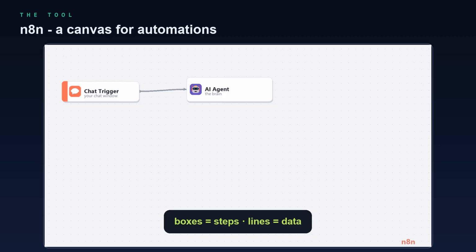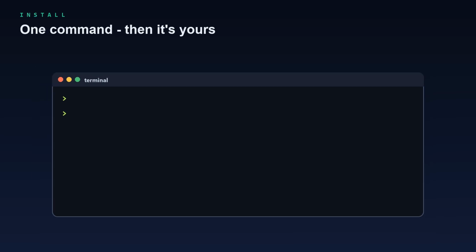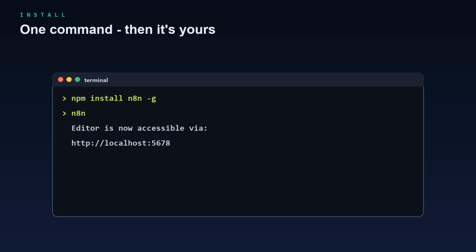Let's begin. First, the tool. We're using n8n. Think of it as a canvas where you draw your automation. Every box is a step. Every line is data flowing from one step to the next. It's open source and free to run on your own computer. Installing it is one command. If you have Node installed, open a terminal and type npm install n8n -g. Then type n8n. That's it.